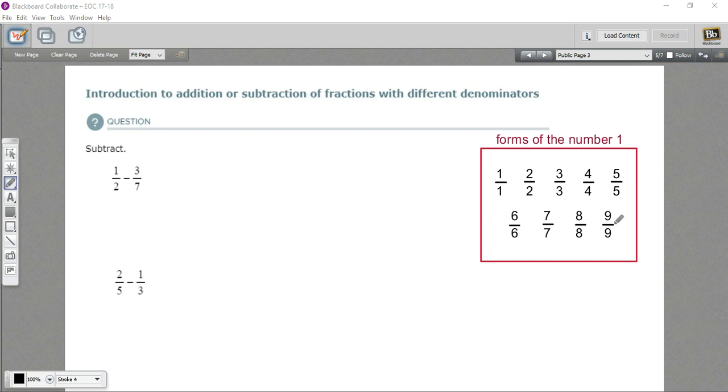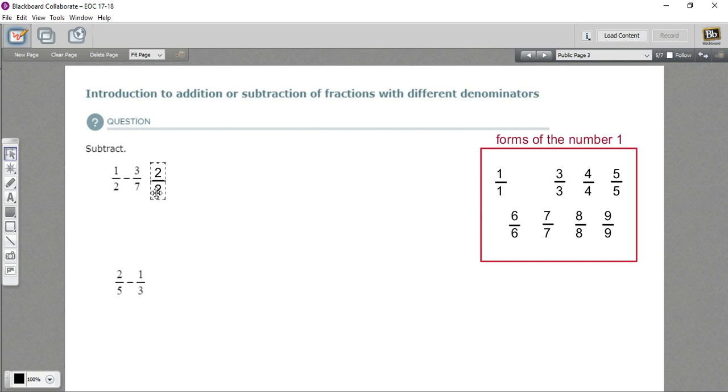The things we multiply are forms of the number 1. So any number over itself you can multiply by any fraction, and it'll stay the same value. So if we multiplied 3/7 by 2 over 2, we'd get 6/14. 6/14 equals 3/7. They're equivalent. So we're not really changing the value of the fraction. We're just changing the numbers on the top and the bottom, but still they'll mean the same thing.